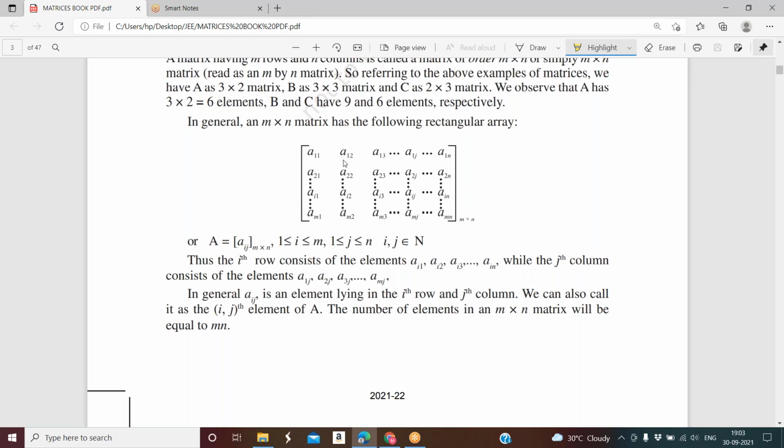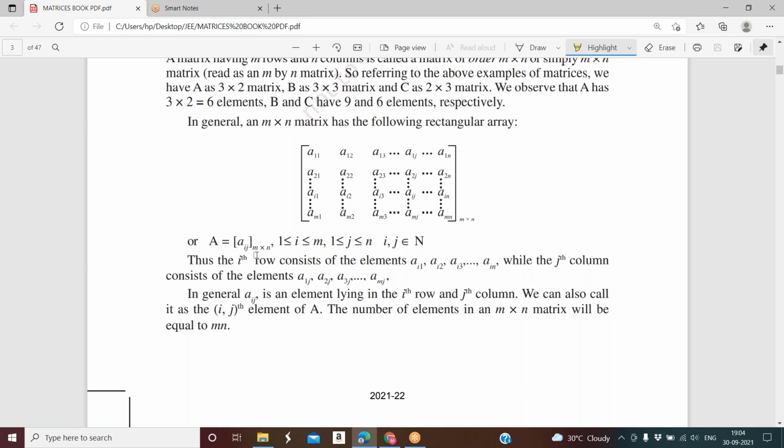This is the first column, second column, third column, and this is the jth column. This is the nth column. This is the mth row, nth column. So the corresponding entry is amn. These are all the elements of the matrix, say A. It is usually denoted as matrix aij. This is the matrix notation. The small aij are the elements, or entries, of capital A.